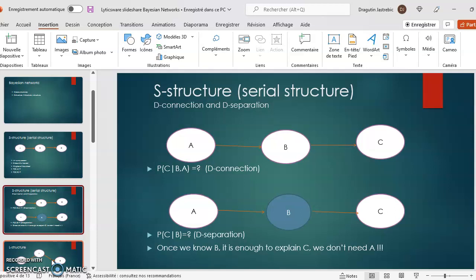Let's look at this next example. Okay, this is always A influencing B influencing C, but we have a concept of D-separation, of D-connection. Why is it important? Because when we have a connection, then the three nodes are in white, while when we have a separation, we will put another color for the node. But why is this important? Because once we know B, it is enough to explain C, and we don't need A.